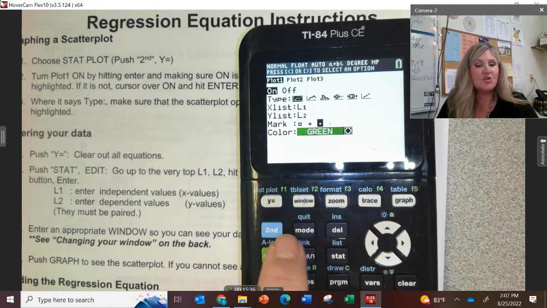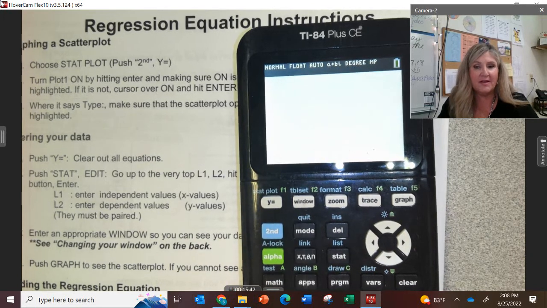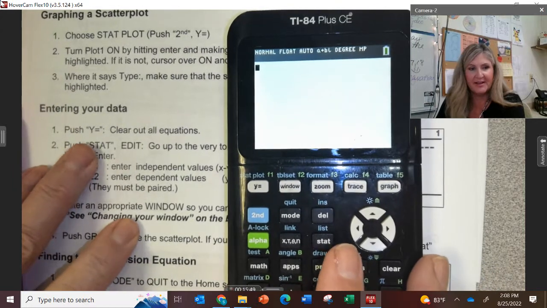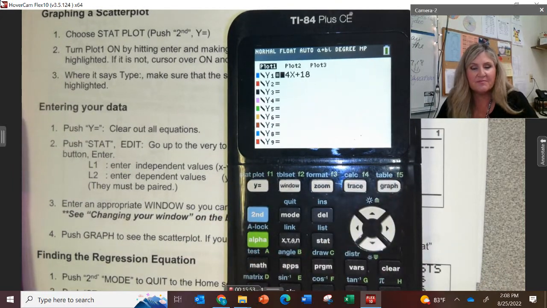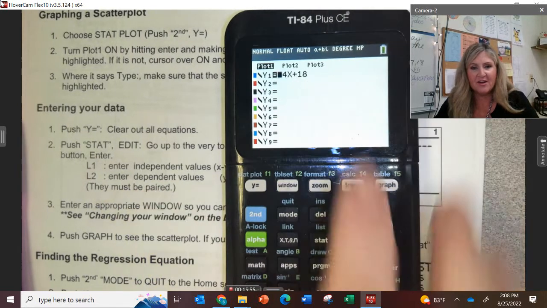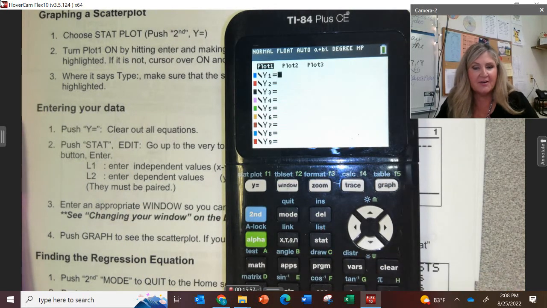All right, so now I have to quit. Do you guys see this quit button right here? Very important you know how to use it. Second mode to quit. We want to get out of there. All right, now we want to clear out any equations we have. So we're going to go to y equals, and see how I have that old equation in there? I'm going to hit clear. Do you guys have anything in there or not? Okay, if not, you're good.